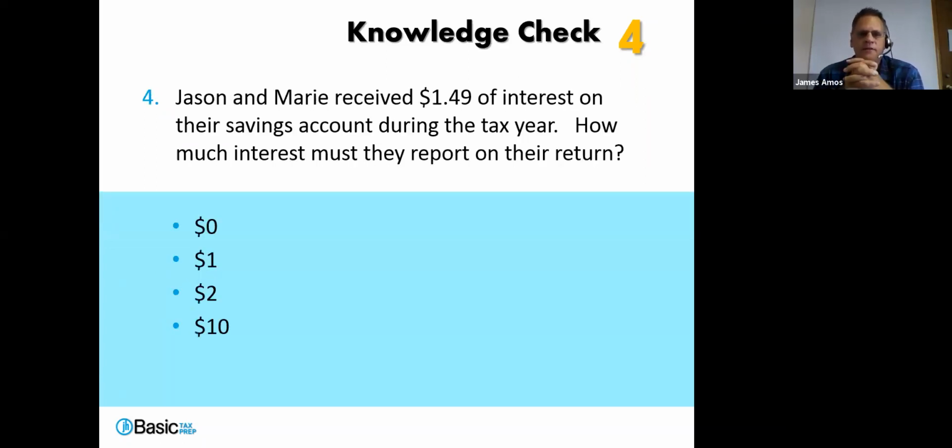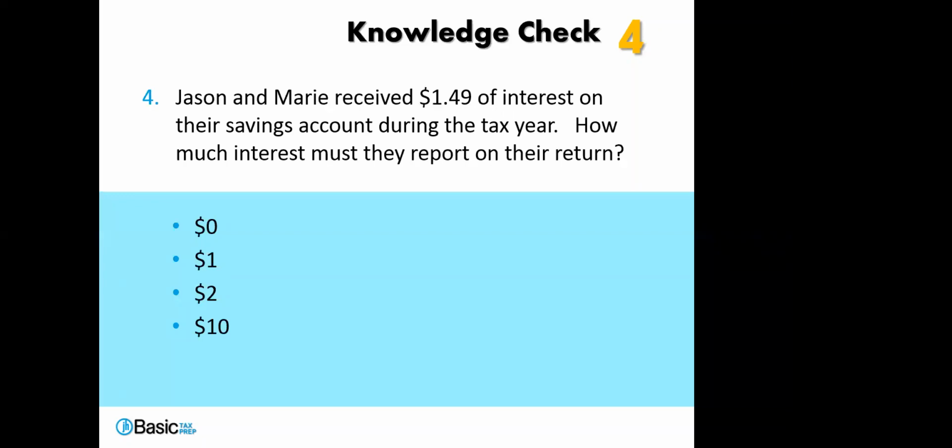Jason and Marie received $1.49 interest on their tax account for the year. How much interest must be reported on their return? $1. That's right, Lisa, $1.